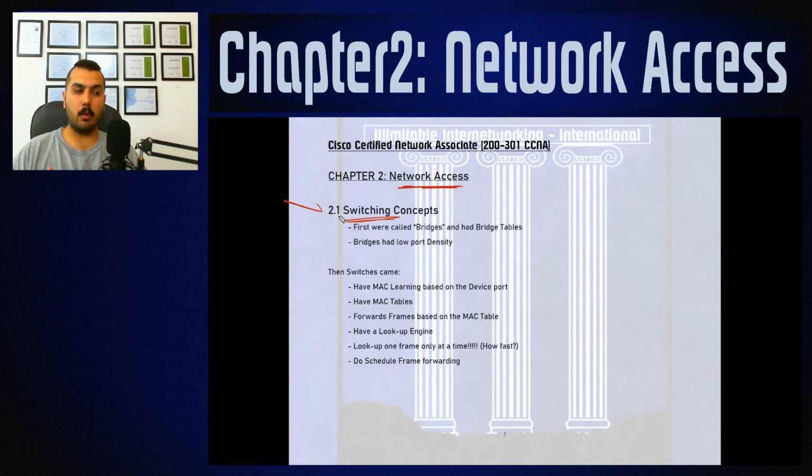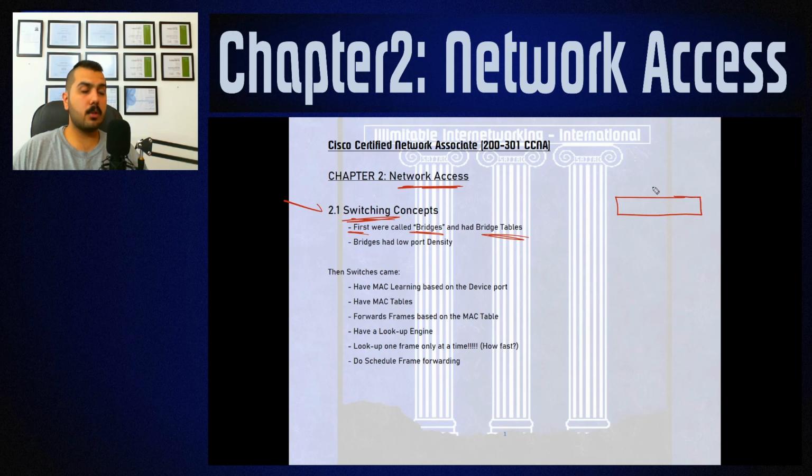What is switching? We will talk about it right now, but first you must know something that is by now obsolete and gone for a few years, which is this first point: switches were firstly called bridges, okay, and had what was called the bridge table.